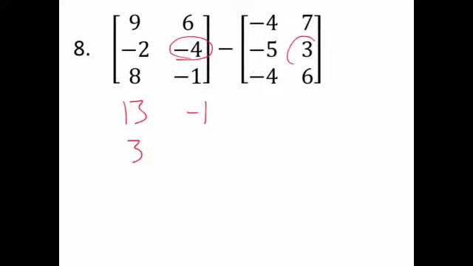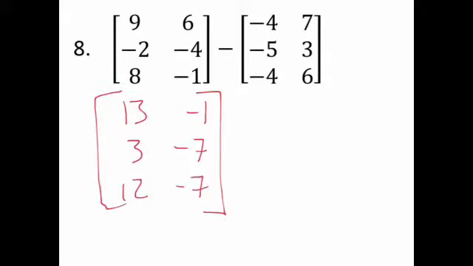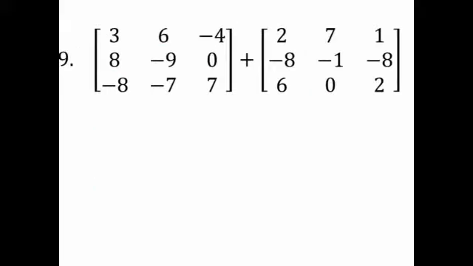Negative 4 minus 3 is going to give us negative 7. 8 minus negative 4 is the same thing as 8 plus 4, that's 12. And negative 1 minus 6 is going to be negative 7. So here's my new matrix. Make sure it's a 3 by 2.